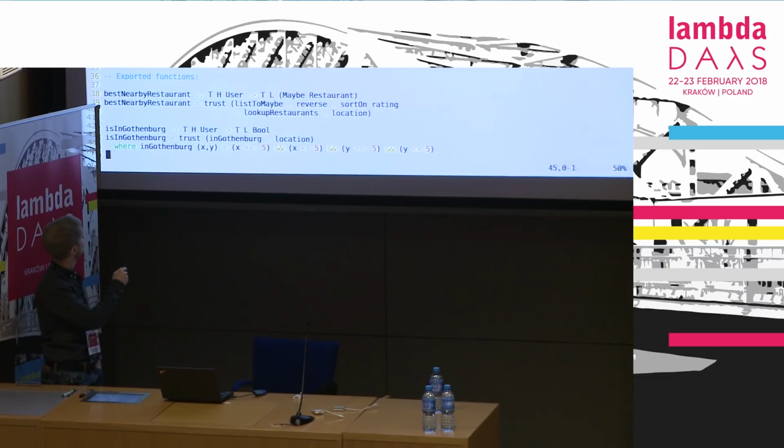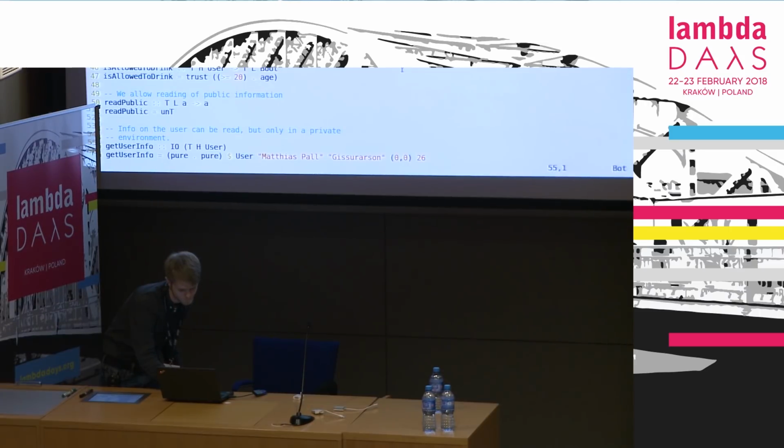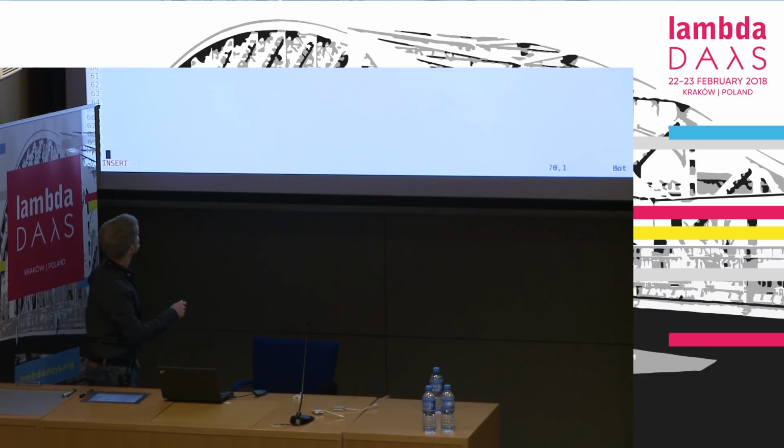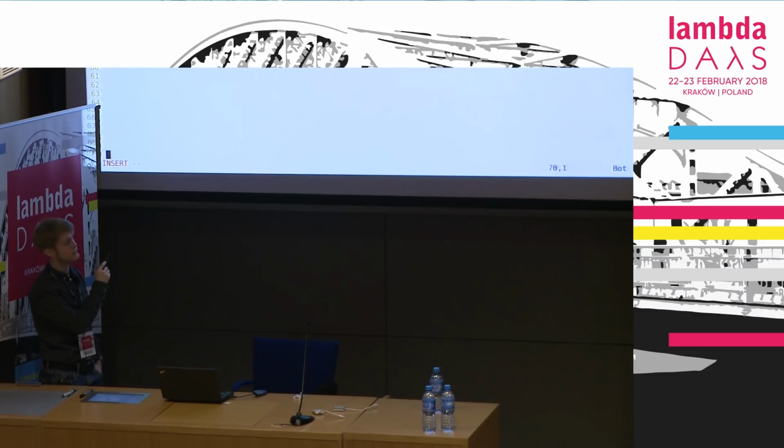So what we do here is, when you get information about the user, we mark that as highly secure. You're not supposed to be leaking information about the user, and this might include passwords or something like that. But yeah, we mark the user value as High, but we allow the reading of public information. So that's this ReadPublic constructor.